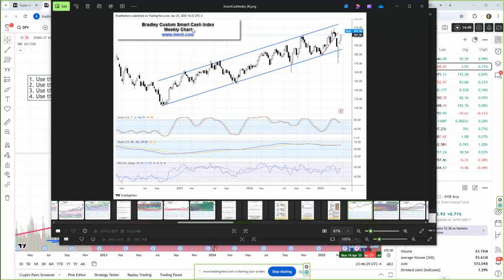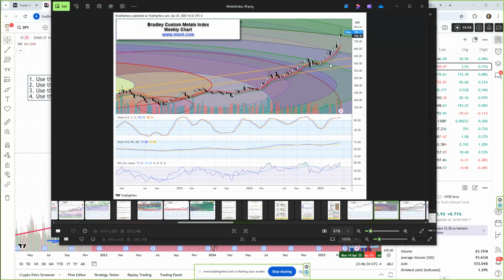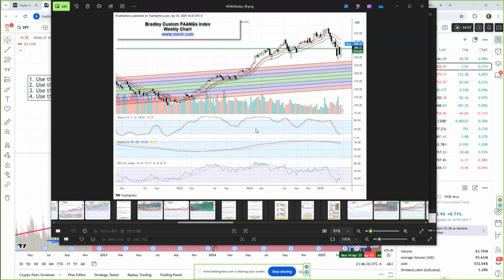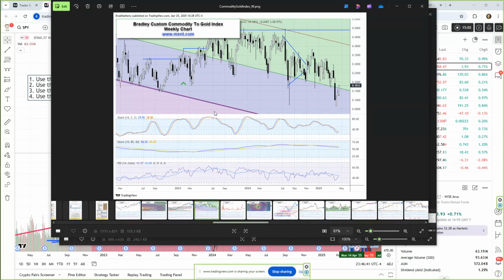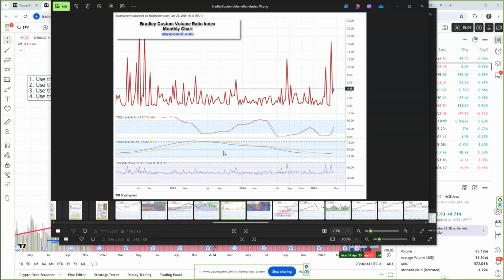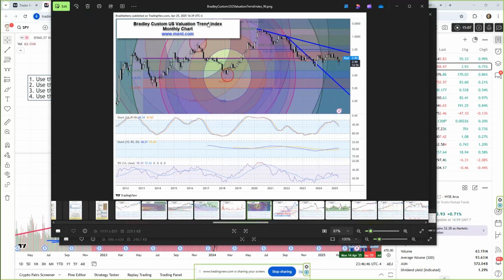We have the smart cash index, which is global and US markets together. The metals index tells me what gold is doing. The FANGs index tells me what the technology sector is potentially doing. The commodity to gold index, the volume ratio index, the valuation trend index is a completely different look at the market, and this is monthly, how we're trending and what we're looking at. You can see the deeper lows here, and moving through this low here, which was our August, September 2023 lows.